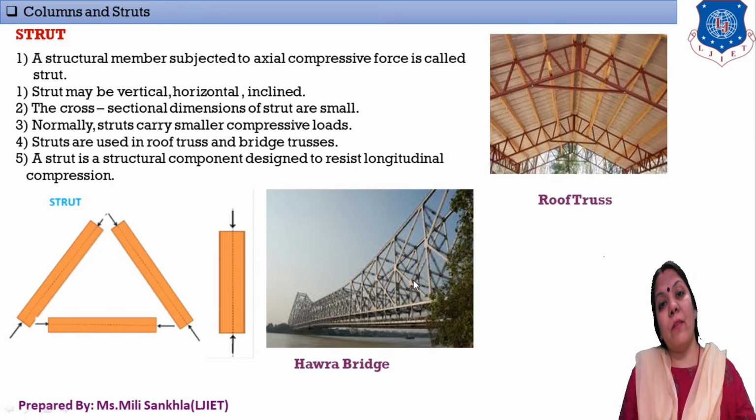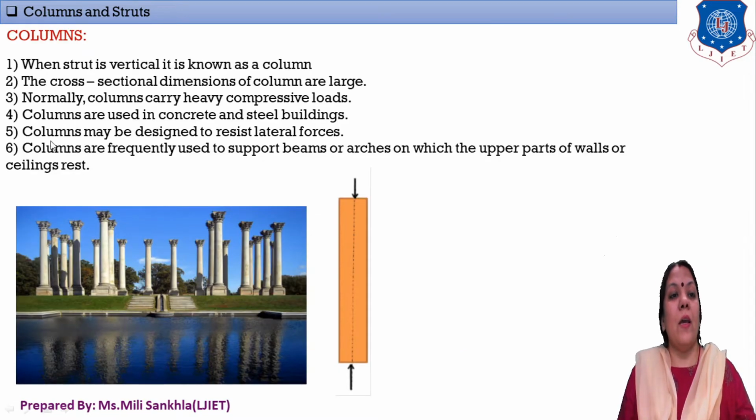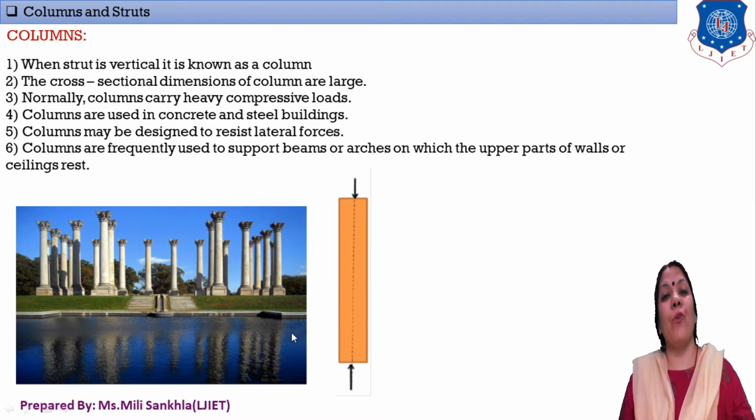Now second, we understand what is column. Here I take again two figures. This is the picture of column and this is the section of column. When a strut is vertical, that means it is an example of column. Strut may be horizontal, vertical or inclined, but column is always and always a vertical member. Column is also subjected to axial compressive force, and the cross section area of column is more compared to strut.